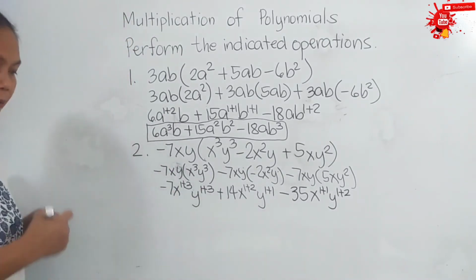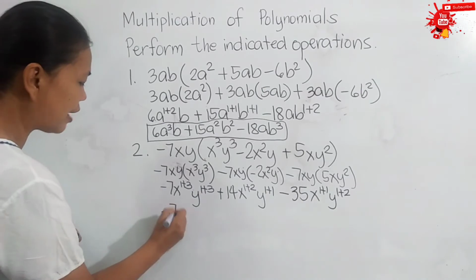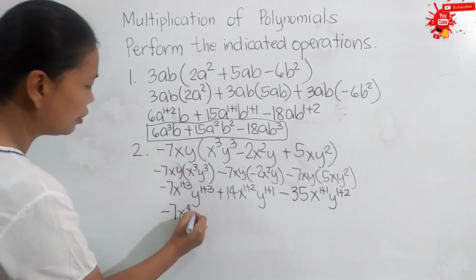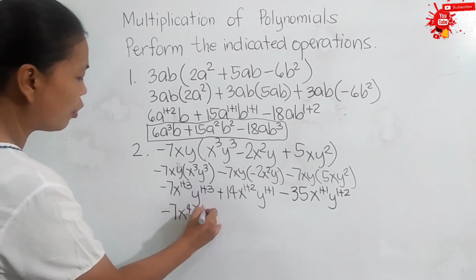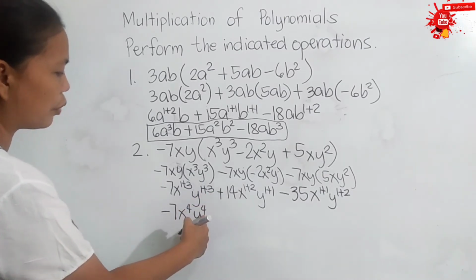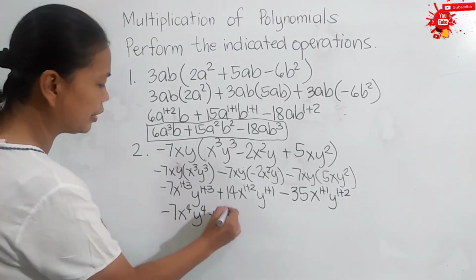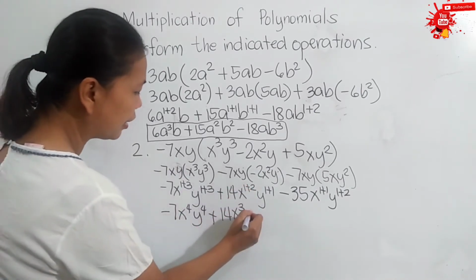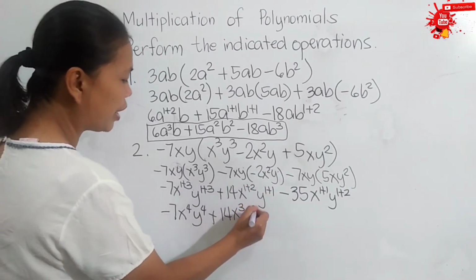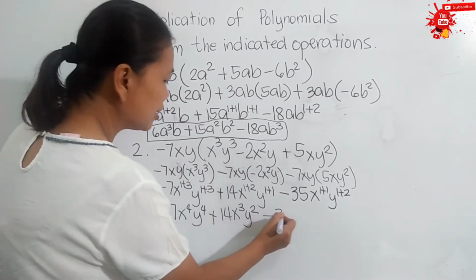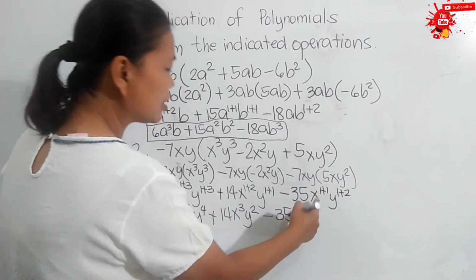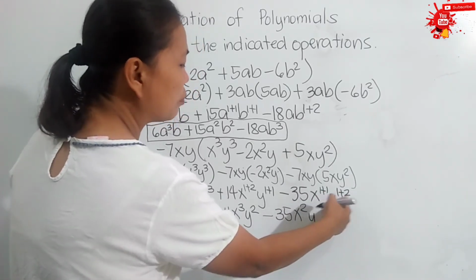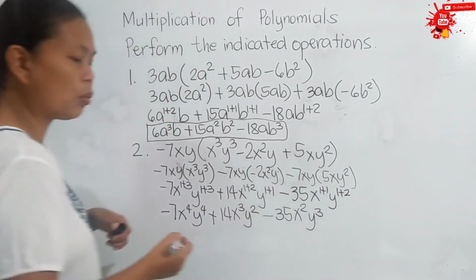So let us simplify. So we will come up with negative 7x raised to 4, so 1 plus 3 is 4. y raised to 4 because 1 plus 3 is also 4. Then positive 14x raised to 1 plus 2, so we have 3, times y raised to 1 plus 1, we have 2. Minus 35x raised to 1 plus 1, so we have 2. And then y raised to 1 plus 2, we have 3. So y cubed.